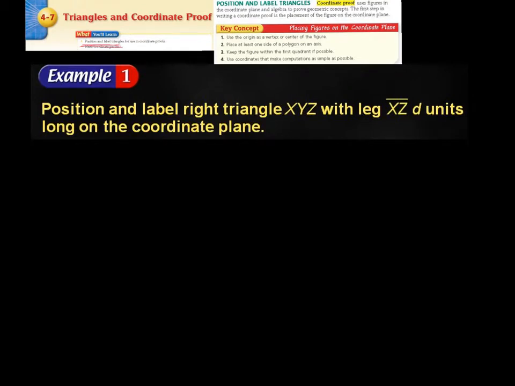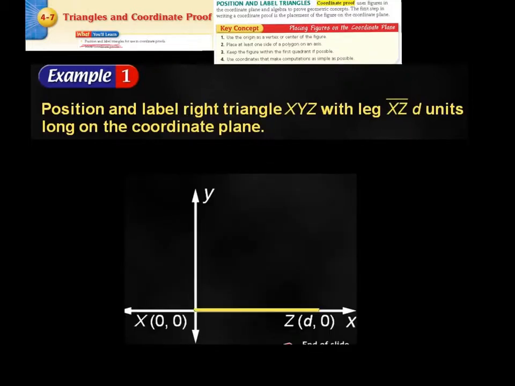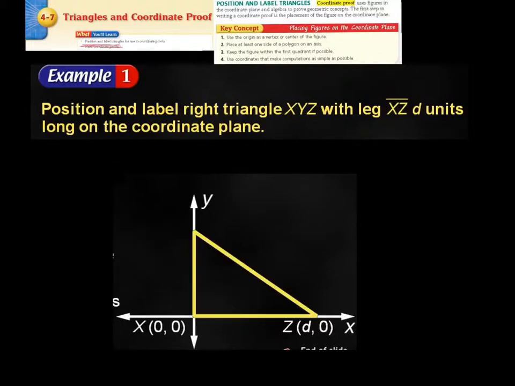Example 1, they ask us to position and label right triangle XYZ with leg XZ D units long on the coordinate plane. So we can start at the origin, and we want one leg to be D units long, so we just drew a line on the x-axis from 0, 0 to something, D, we don't know where, 0. And they said it was supposed to be a right triangle, so we went up along the y-axis and drew in the hypotenuse.